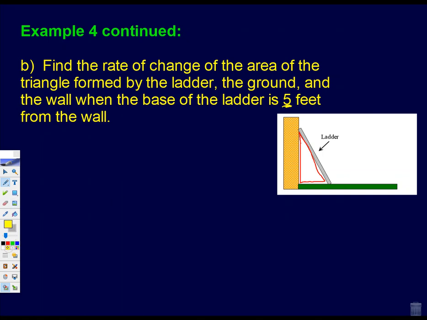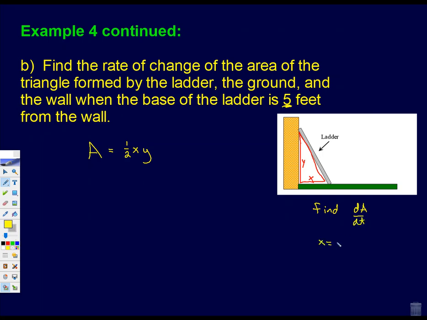So this time I need to pull from geometry how I find the area of a triangle. If I again label the base direction x and the vertical direction y, area of a triangle is 1/2 base times height. So I'm going to have A = 1/2 xy. And so now we want to find the rate at which the area is changing. We want to find dA/dt.